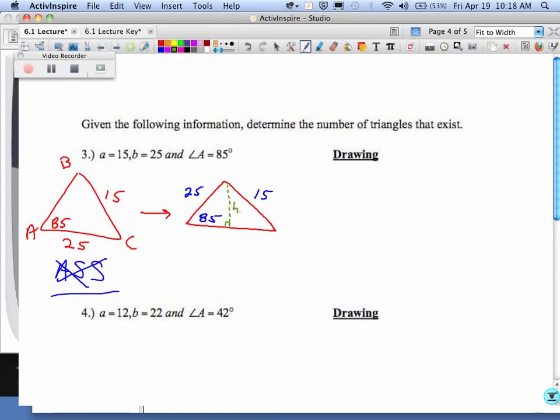Drop your altitude. Drop your altitude. Find your height. Sine of 85 is equal to opposite h over 25. What does that tell you? Multiply up both sides by 25. What do you get? What's 25 times the sine of 85? 24.9.